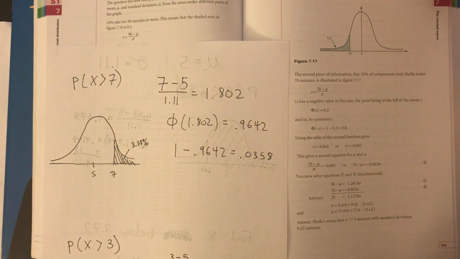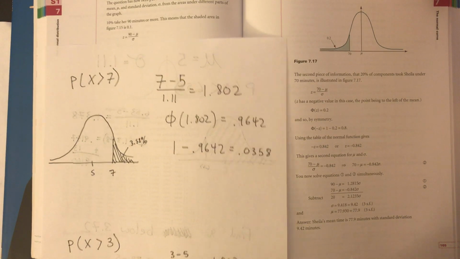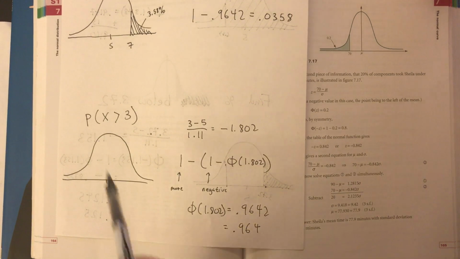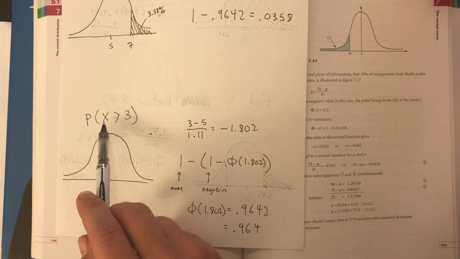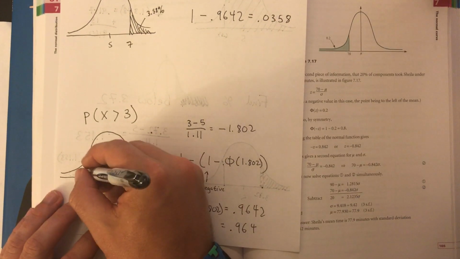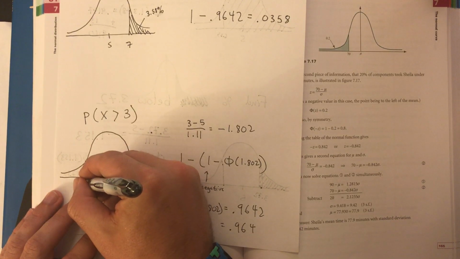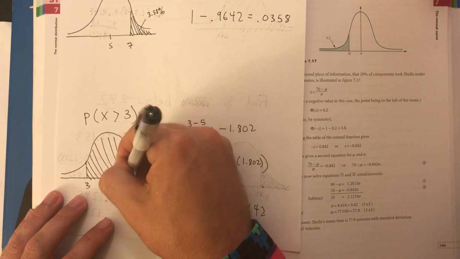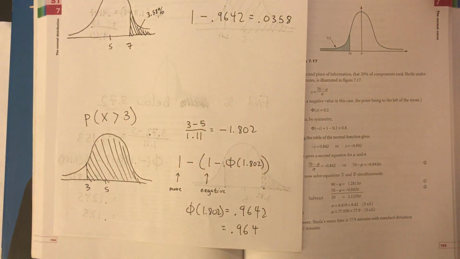Okay, finally, this is kind of like a double whammy. They want the percent bigger than 3. Why is this a double whammy? Because it's to the left side, but they want the percent above the value. And you'll see why this is a double whammy, or like a double negative in the work.